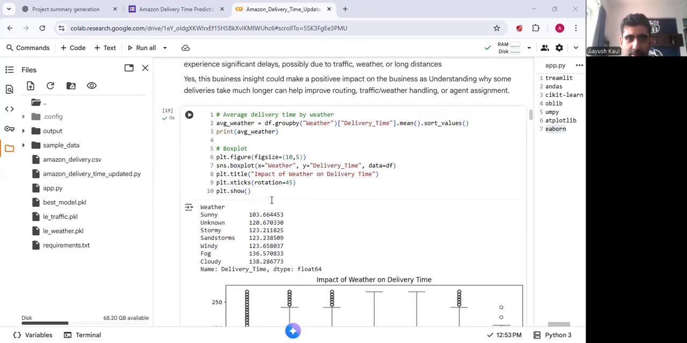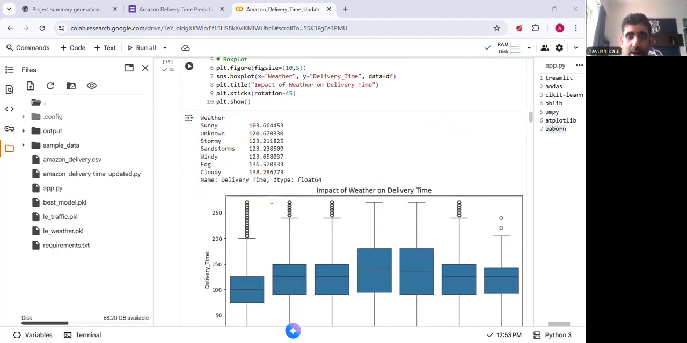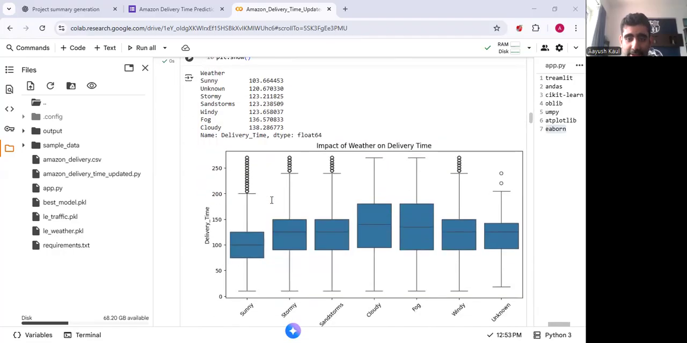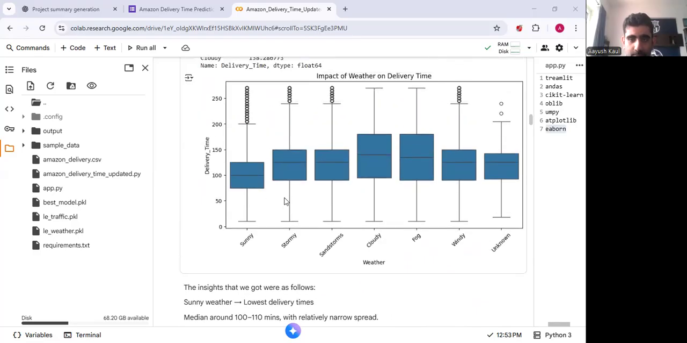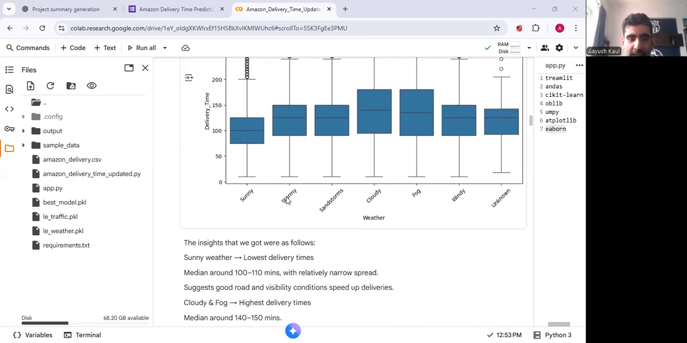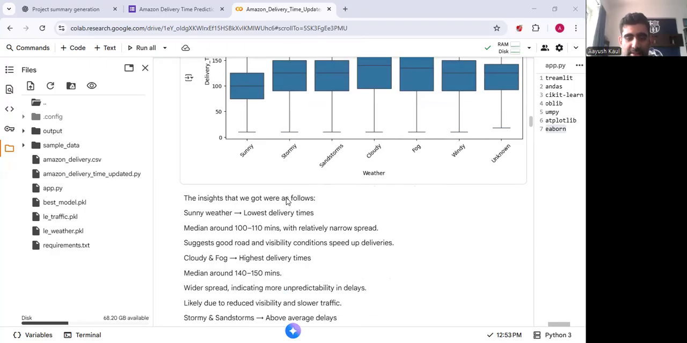Next graph I made is a box plot of the average delivery time by weather to check how weather impacts the delivery time. From here, we can see that sunny weather has the lowest delivery time, which is clearly visible here. And the median is around 100 to 110 minutes with relatively narrow spread, which means that variation doesn't happen much in delivery time in case of sunny weather. And it suggests that good road visibility speeds up deliveries.